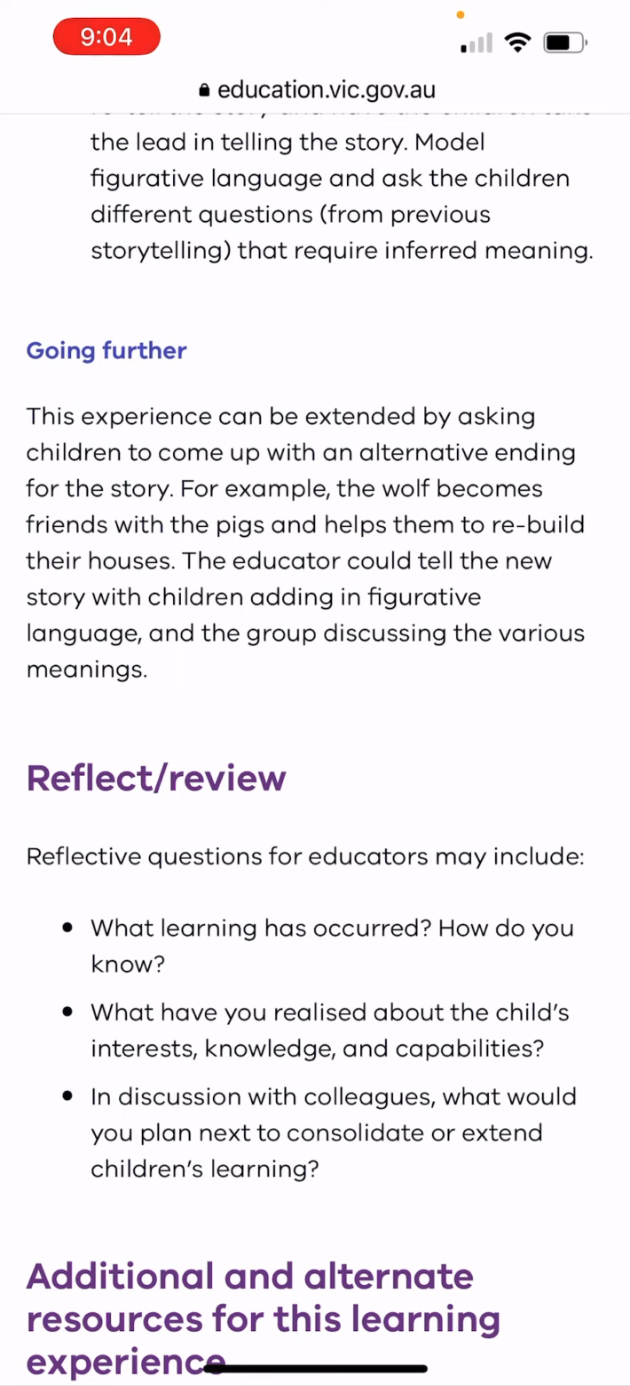Also, most learning plans ask you for extension, or what's next, or follow up, or going further, as they call it here. So this experience, if you think about how to extend the storytelling session about little pigs, can be extended in many ways. But the most simple one is to ask children for an alternative ending. What else could happen? Could the wolf become friends with the pigs and help them to rebuild the house, or maybe something else?